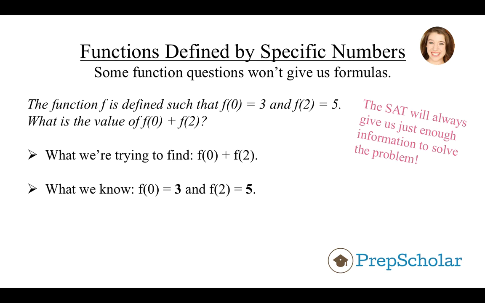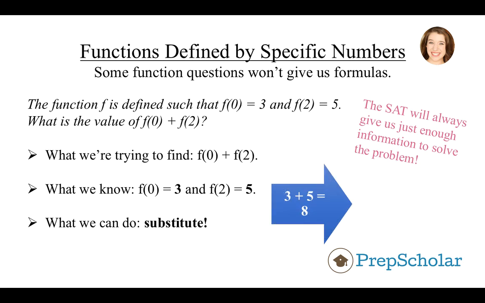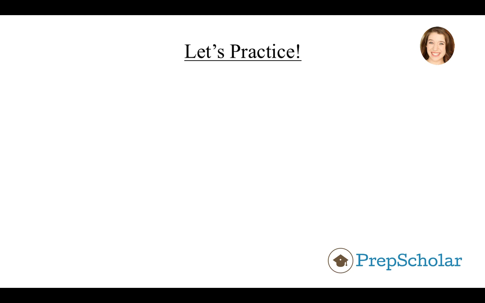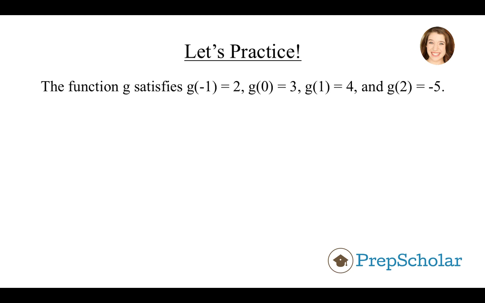So all we have to do, since we actually know the values of f of 0 and f of 2, is substitute. So 3 plus 5, f of 0 plus f of 2, is equal to 8. That's exactly the same thing as f of 0 plus f of 2 being equal to 8, because we know that f of 0 is equal to 3, and we know that f of 2 is equal to 5. Let's go ahead and practice with a similar problem.